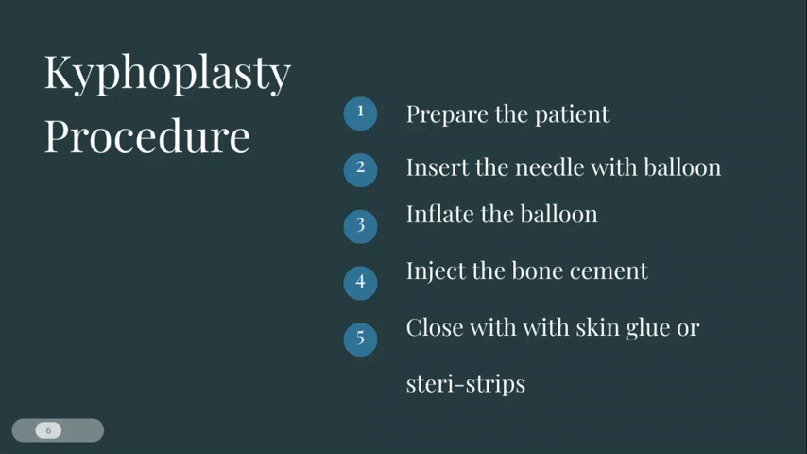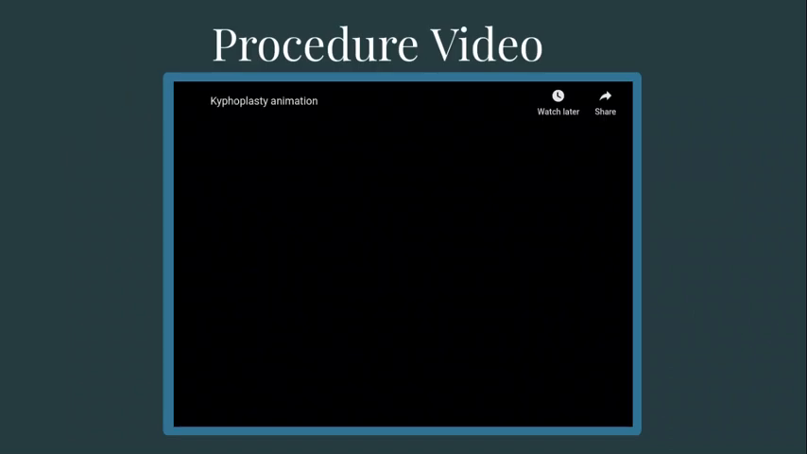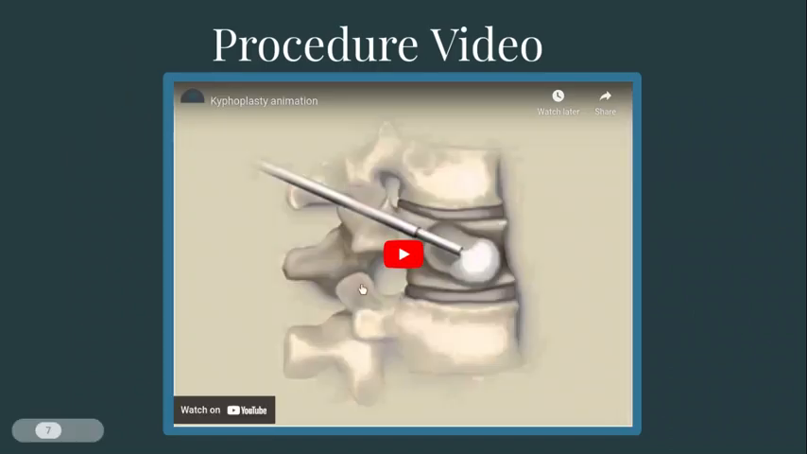The needles are withdrawn before the cement hardens, and the small incision is closed with skin glue or steri strips, which are small stick-on bandages that fall off on their own within 2 weeks. The patient isn't moved from their position until the cement in the mixing bowl hardens, which is an indicator that the cement in the vertebra has also hardened. Here's a video of the kyphoplasty procedure.